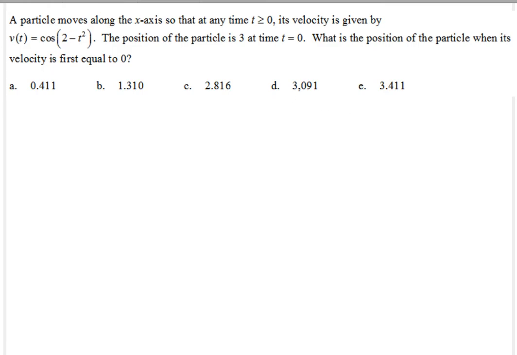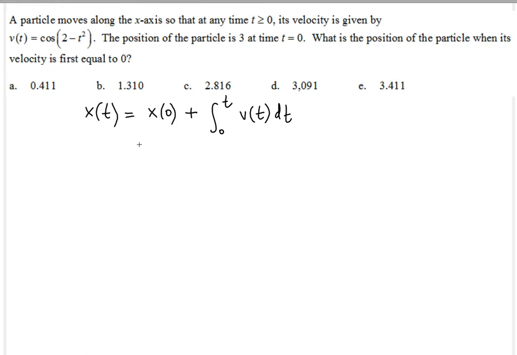So let's first write the equation for the position function, because that's what we're ultimately going to need. So x of t is equal to the initial position plus the integral from 0 to t of the velocity function. Okay, so this is the equation for the position function.